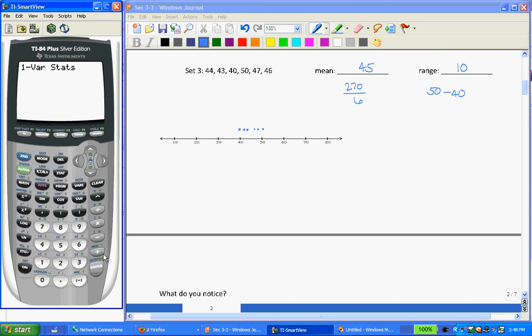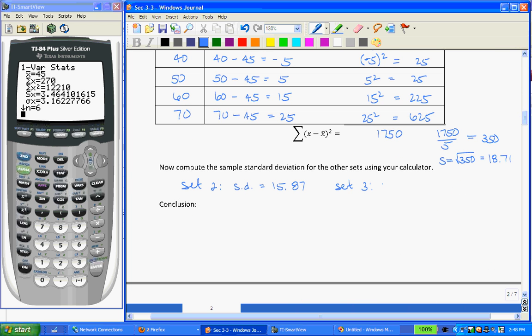And one variable statistics, and this time my information is in list 3. There's that mean of 45 that we knew about. And the sample standard deviation here is going to be 3.46, rounded to the second place after the decimal. Okay, so do you notice anything?